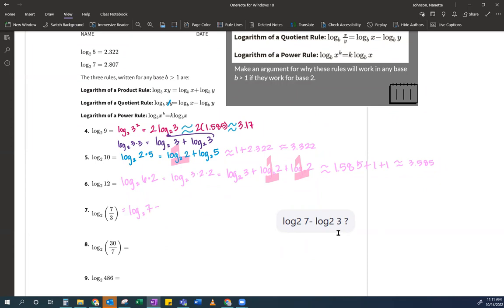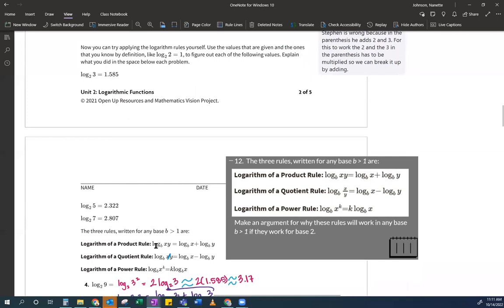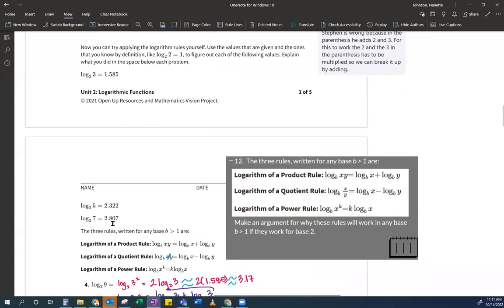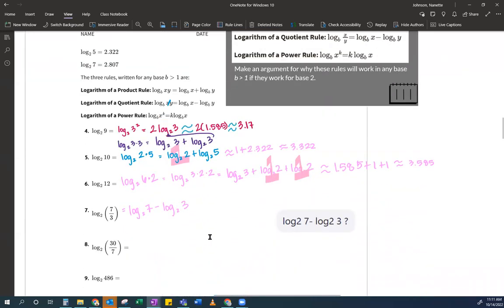And then I'm going to put these guys in here. So what is that? 7 and 3. So that's 2.807 minus 1.585. And whatever that is, I'm going to leave that to you guys there.